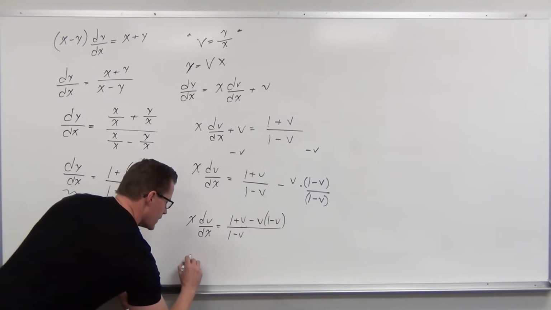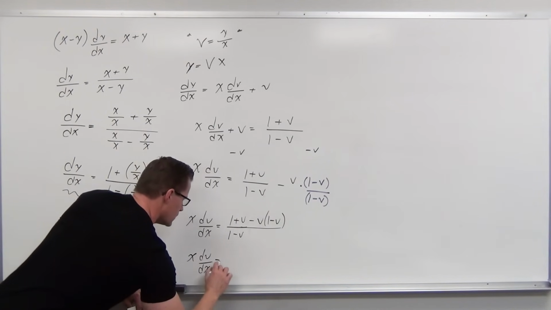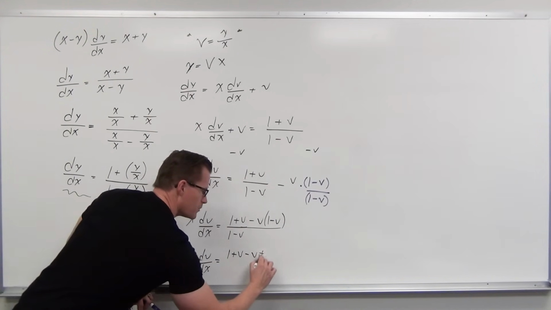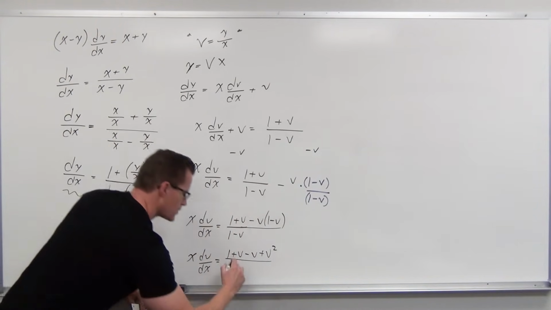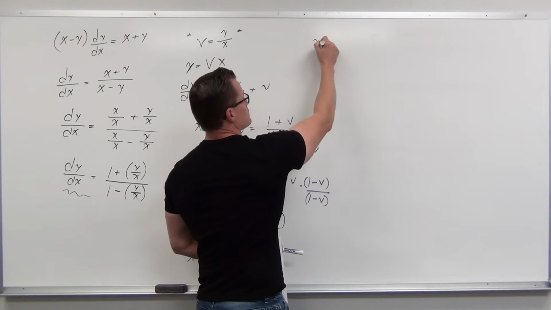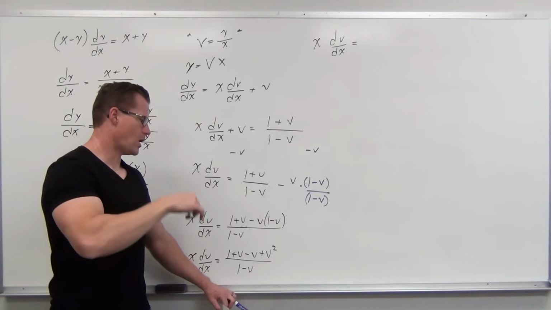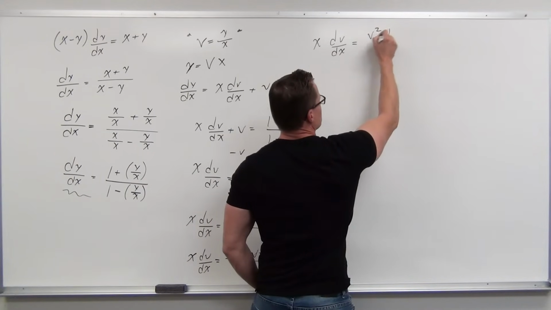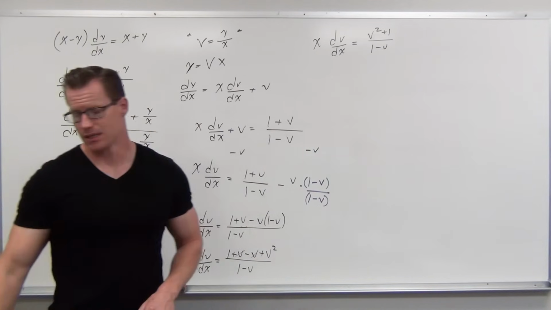So when we organize it, when we combine some like terms, on the right-hand side we'd have 1 plus v minus v plus v squared. 1 plus v minus v plus v squared. So when we combine some like terms, we've got our x, we've got our dv dx. That side looks okay. Right-hand side we have 1 plus v squared, or v squared plus 1, over 1 minus v. Now, that is a separable equation.